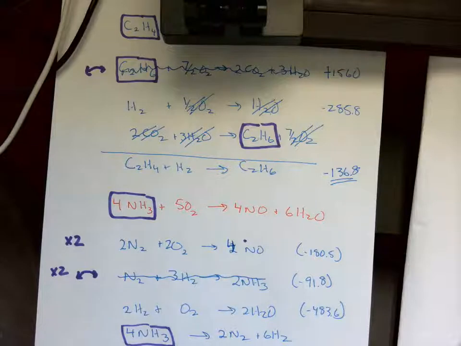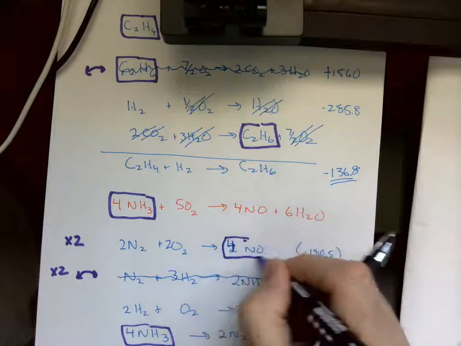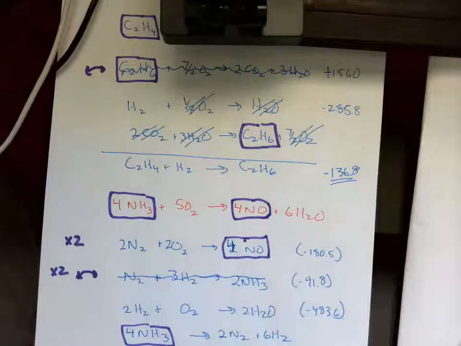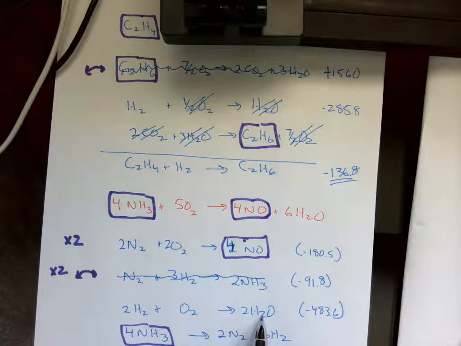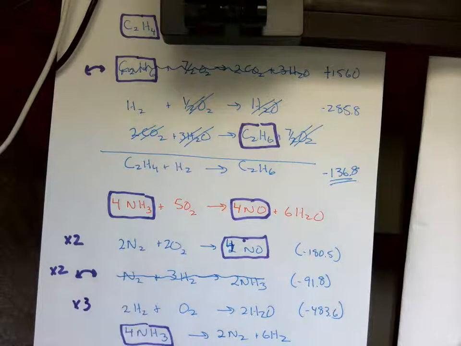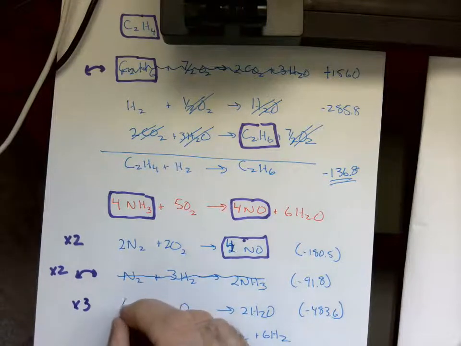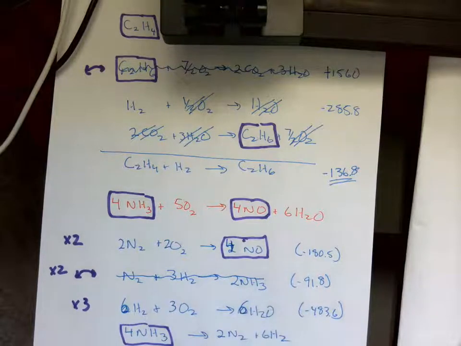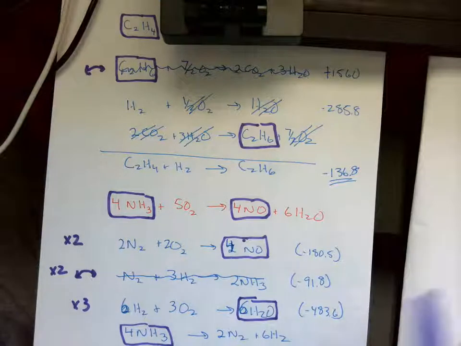So I have my 4 NOs taken care of. Now I'm going to take care of my 6H2O. I see that I have 2H2O. I'm going to have to multiply by 3. Once again, be very careful not writing things out again. Everything should cross out now.